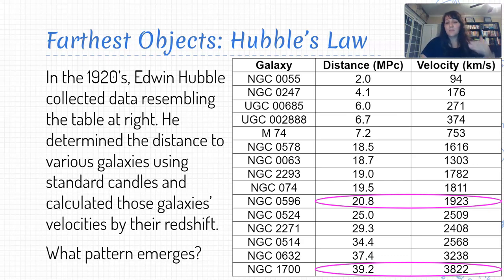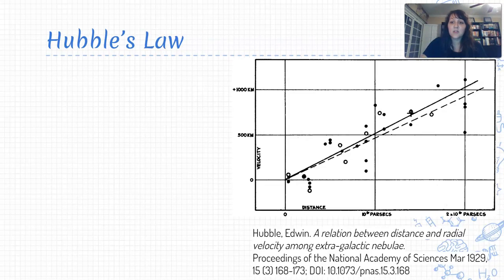So given that whatever factor my distance changes by, my velocity changes by that same factor, that kind of points to a linear relationship. And sure enough, that is what Hubble found. And just take a moment to appreciate this is the actual graph that was in the 1929 paper that Hubble published. And they didn't have computers back then. This is all done by hand. Isn't it cute? Oh my gosh.